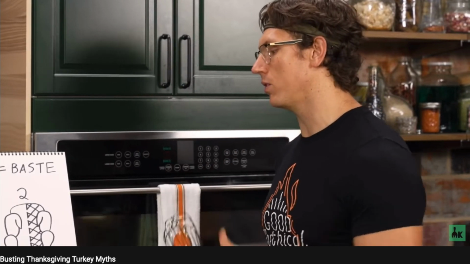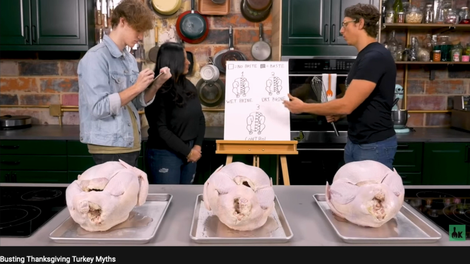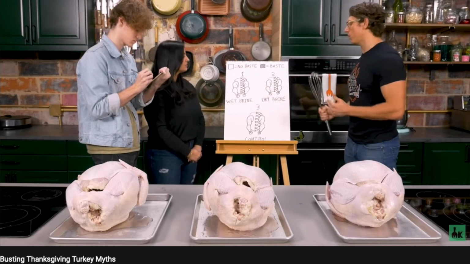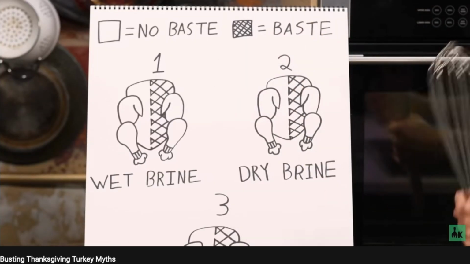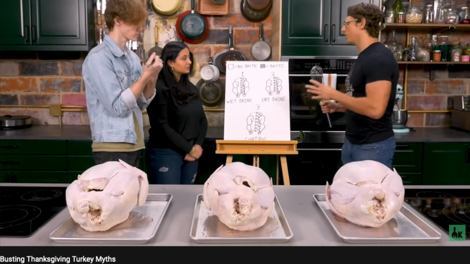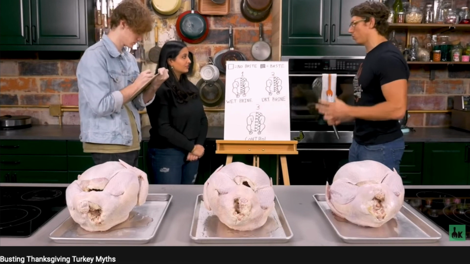I'm not so convinced. So we're taking the wet brine, the dry brine, the control, and we are going to be basting half of the turkeys in the oven. My thought is that basting is really only a skin deep process, so we can create an even divide along those turkeys to really test out the process, see what combination yields the juiciest turkey.